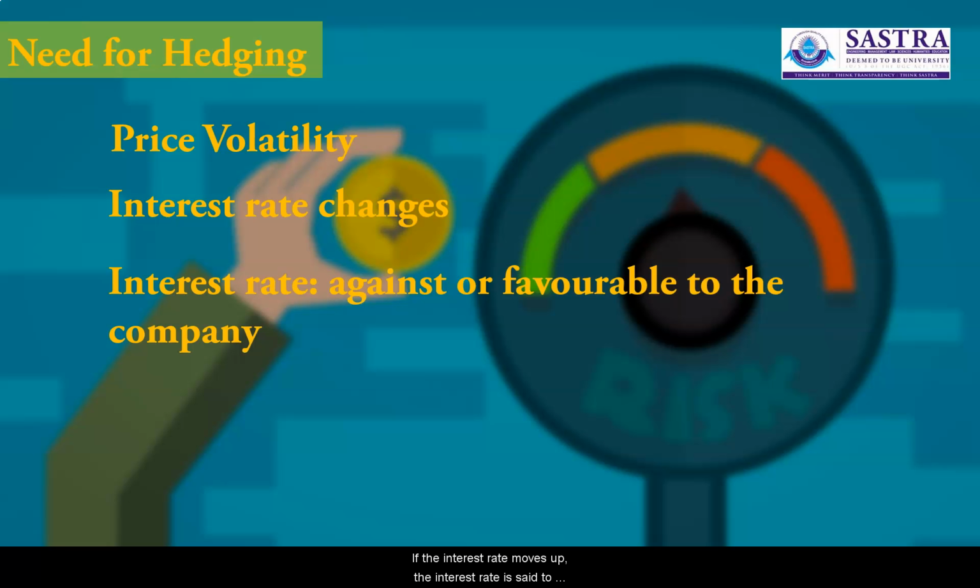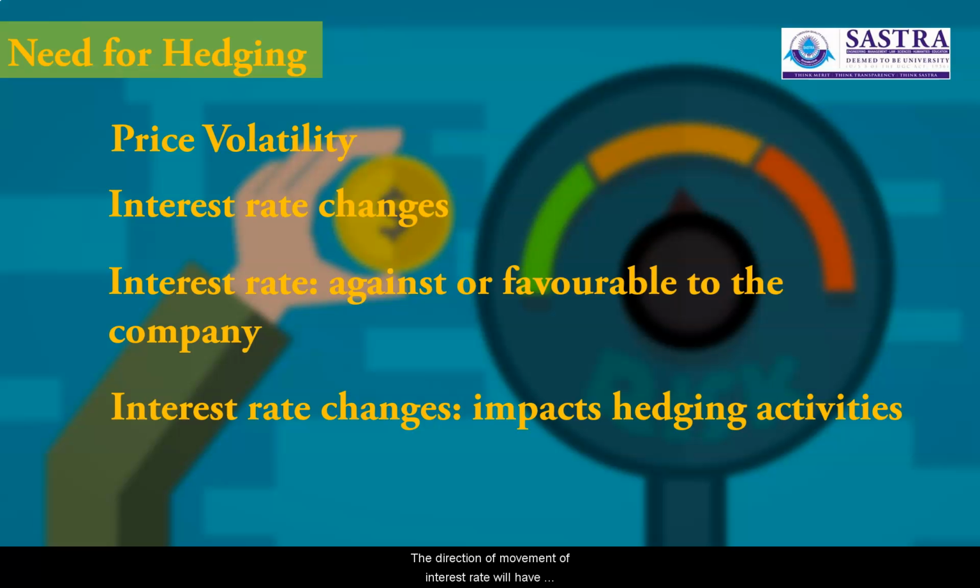If the interest rate moves up, the interest rate is said to move against the interest of the company, and if the interest rate moves down, it is said to move in the company's favor. The direction of movement of interest rate will have implications on hedging activities.